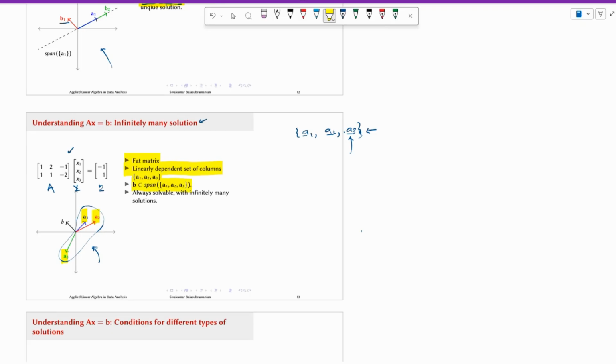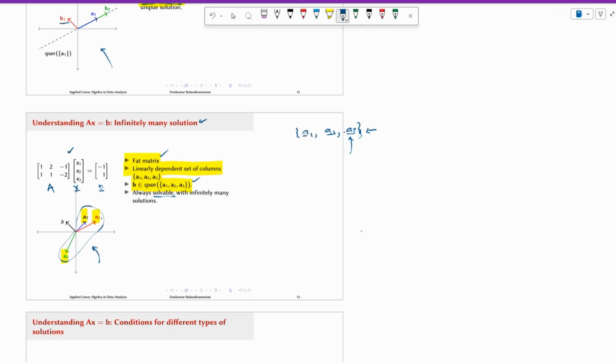To have infinitely many solutions, B should be in the span of the columns of A. When you have these conditions satisfied, a fat matrix with linearly dependent columns, and B in the span, then this system of equations is always solvable and you will always have infinitely many solutions. That's essentially saying, I could have produced B using just A1 and A2.